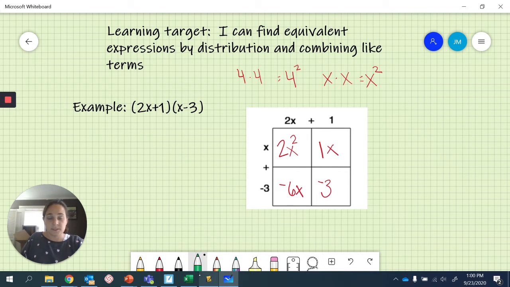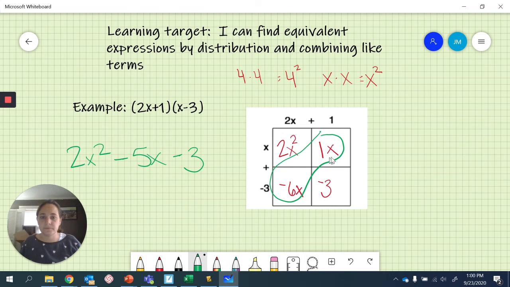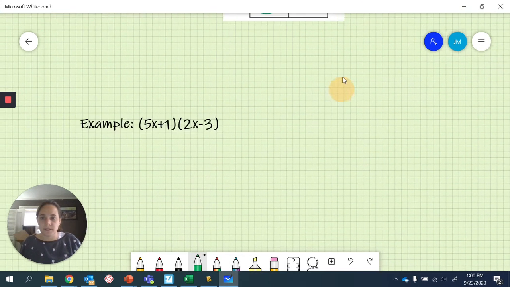Now we just combine our like terms. So in this case, our like terms are just these x's. Now you may think that this first term of 2x squared has an x in it, so isn't it alike? No, because of the exponent, x squared. This guy can only combine with other x squareds. Okay, so we just have this box right here, 2x squared, then 1x take away 6x, negative 5x, and then our last box with negative 3. And you're done.